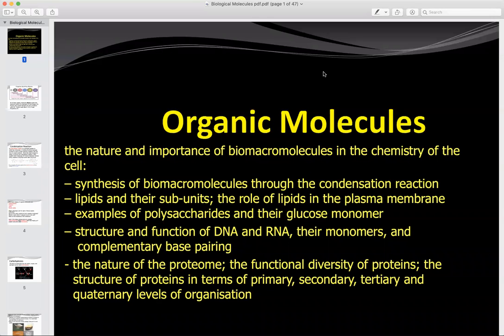All right, so if you're following along in your textbook, we are in chapter 3, and we're looking at these biological molecules that are required to sustain life. So we're clear that these biological molecules are organic compounds. Okay, so the nature and importance of macromolecules in the chemistry of the cell.